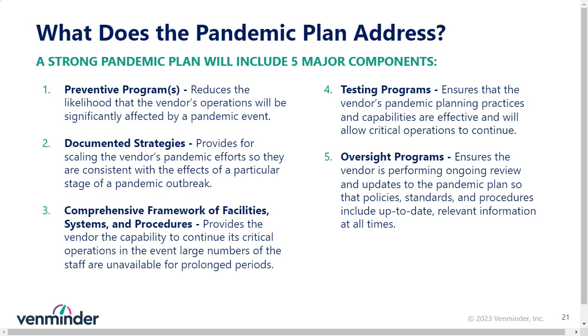The next one, documented strategies, how does this function? This provides for scaling the vendor's pandemic efforts so they are consistent with the effects of a particular stage of a pandemic outbreak, such as the 6 intervals described by the Center for Disease Control and Prevention. And those 6 steps would be investigation, recognition, initiation, acceleration, deceleration, and preparation.